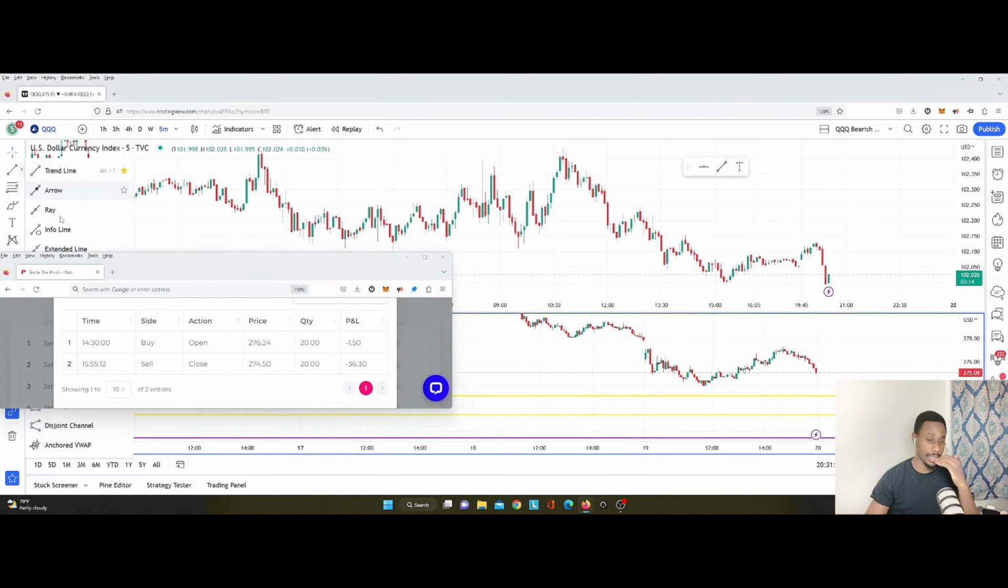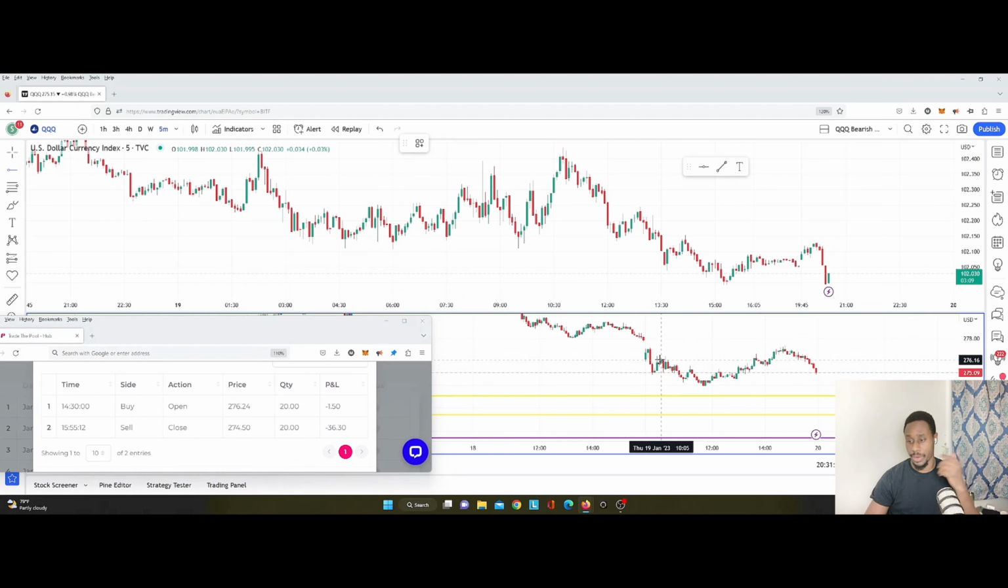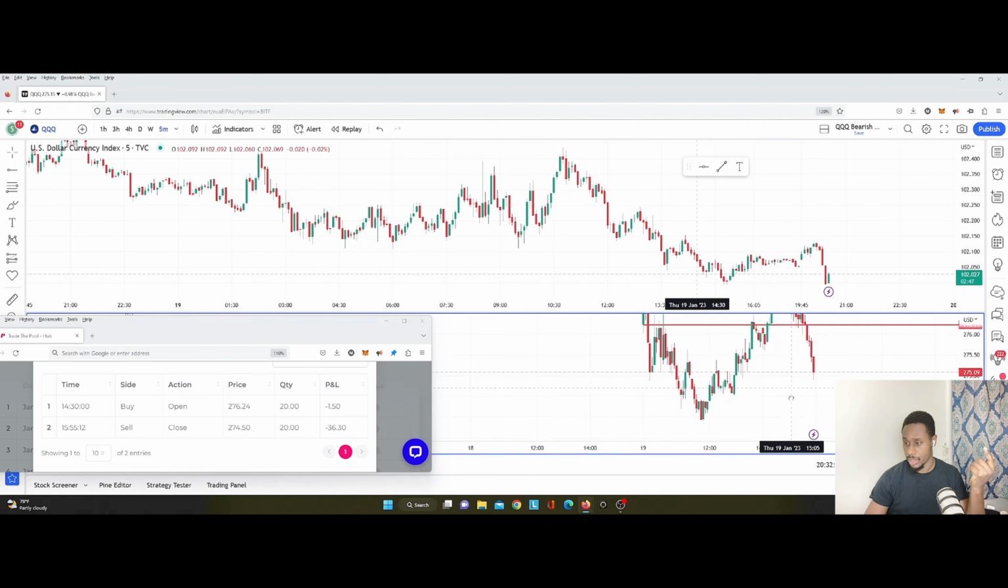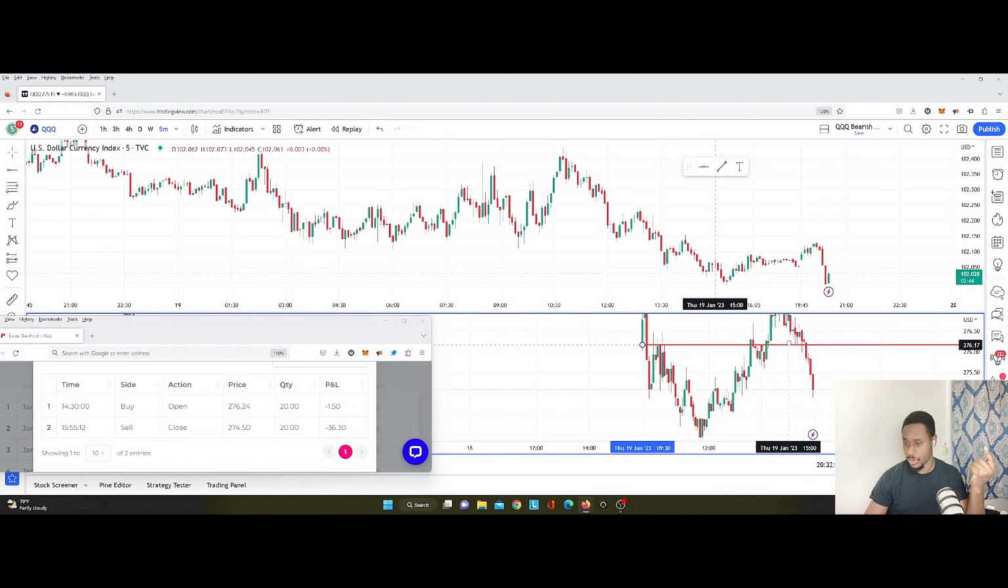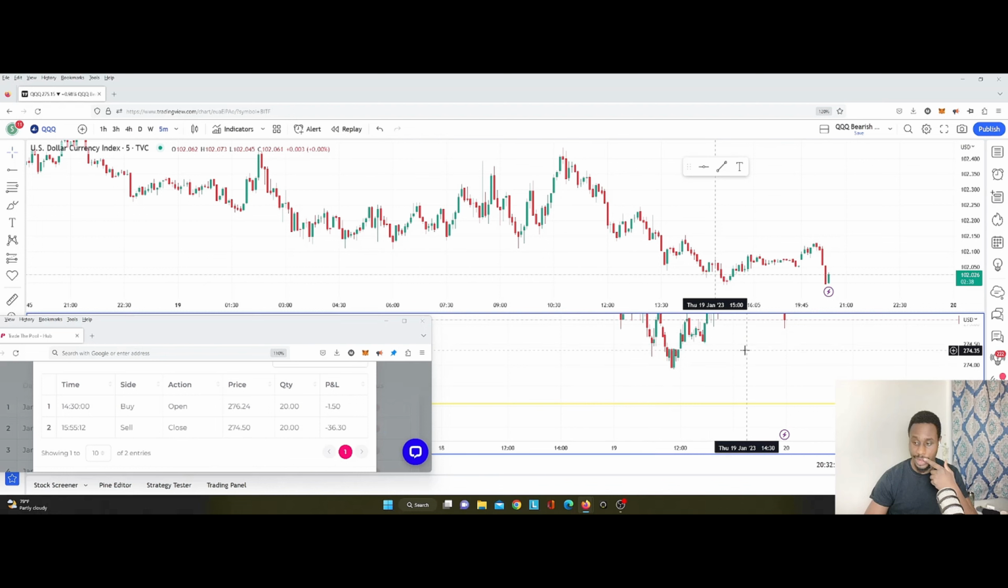So let me show you exactly where I entered and where I got closed out on the QQQ. Right, so at 9:30 is when I entered to the buy side, which was wrong, of course. 27624 was my exact entry. So let's go there. 27624, so right around here. So right here was where I entered. And then I got closed out around 10:55, around one of these bigger candles.